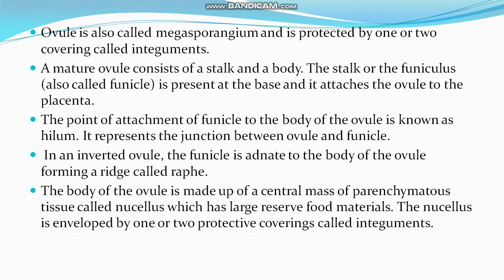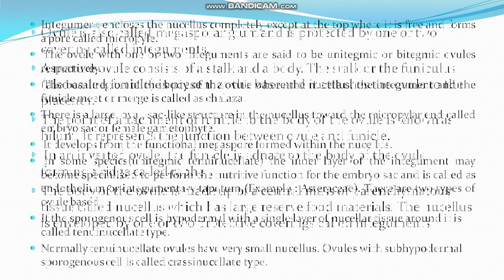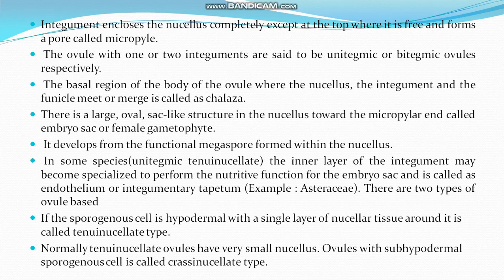The body of the ovule is made up of a central mass of parenchymatous tissue called nucellus, which has large reserve food material. The nucellus is enveloped by one or two protective coverings called integument. It is a protective layer. Integument encloses the nucellus completely except at the top where it is free and forms a pore called micropyle. The ovule with one or two integuments is said to be unitegmic or bitegmic. Unitegmic means the ovule is covered by one integument, and bitegmic means the ovule is covered by two integuments, that is, outer integument and inner integument.